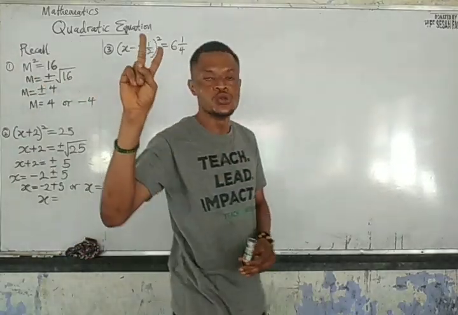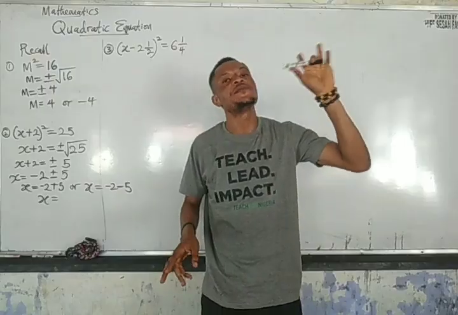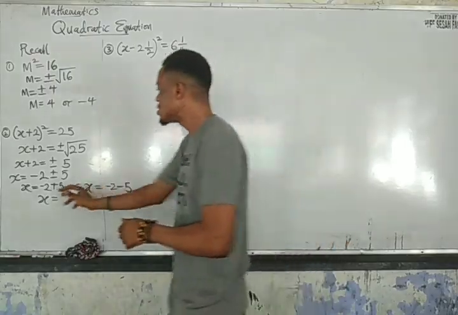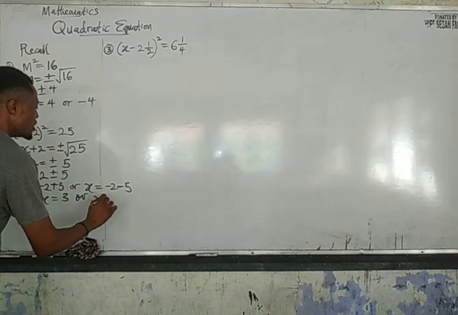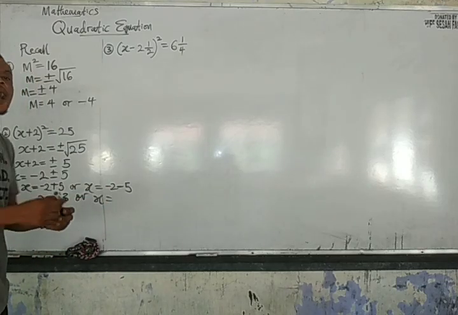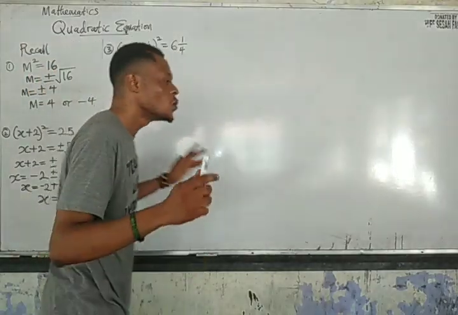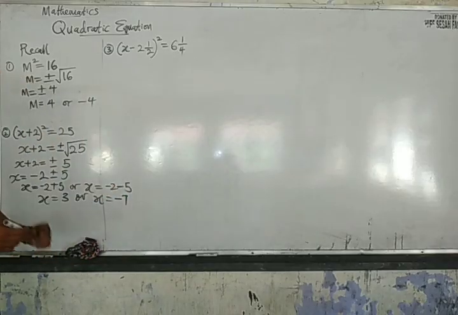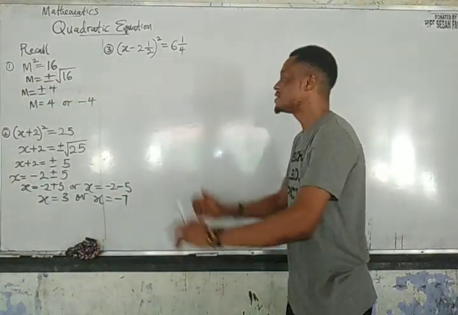You are owing 2 and you have 5. So by the time you pay the 2 you are owing from the 5 you have, you will be left with 3. So this gives us 3, or x is going to be minus 2 and minus 5. You are owing 2 and you are equally owing 5. So altogether you will be owing 7. So this gives us minus 7. Easy.